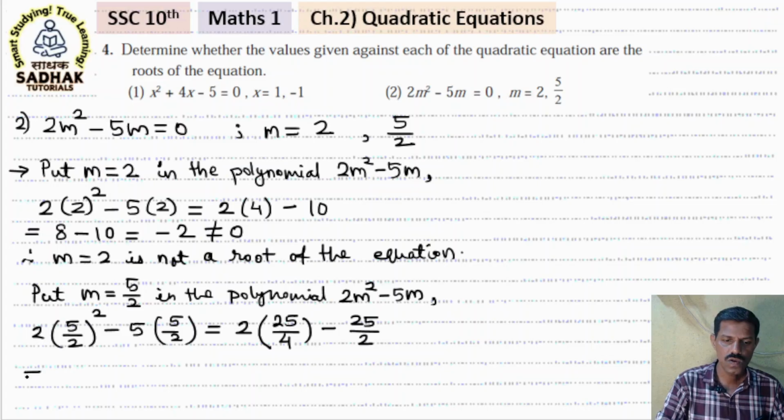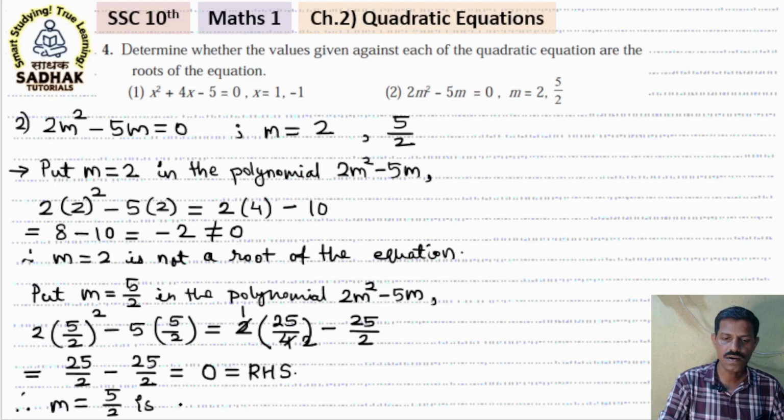Now what we can simplify here, 2 is in the numerator and 4 is in the denominator, so we can divide them. 2 1s are 2, 2 2s are 4. So the first fraction will be 25 upon 2, and the second fraction is also the same, 25 upon 2. So the answer when we subtract them will be 0, which is equal to the right hand side. So therefore we will say that yes, m is equal to 5 upon 2 is a root of the equation.